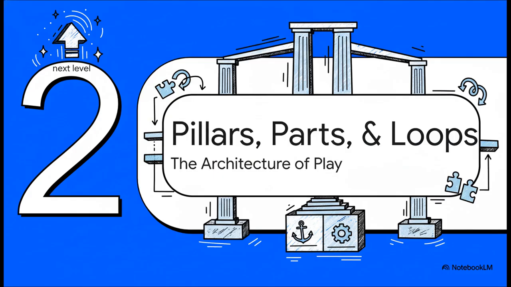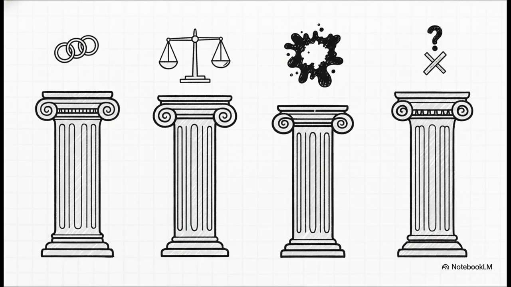Okay, so we've got that fundamental tension locked in place. Now we can climb to the next level. This is where we start to build the actual architecture of play. The pillars that hold it up, the parts that make it work, and the loops that keep you hooked. Every truly great game is held up by 4 of these conceptual pillars. You can think of them as these fundamental forces that the development team has to keep in this constant, delicate balance to keep the whole project from falling apart.